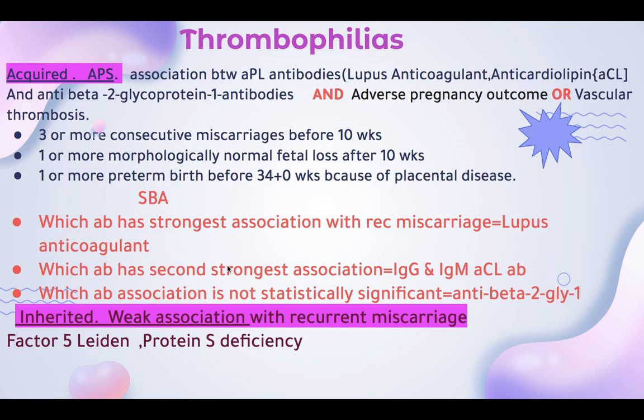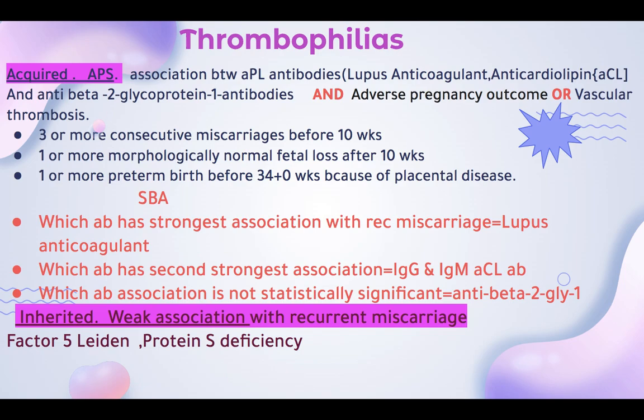Okay, which antibody has the second strongest association? Now, what we are left with are anti-cardiolipin antibodies, right? Anti-cardiolipin antibodies, it's IgG, it's IgM. Among any of these, any can be the most dangerous. But IgM is probably causing more harm, right?